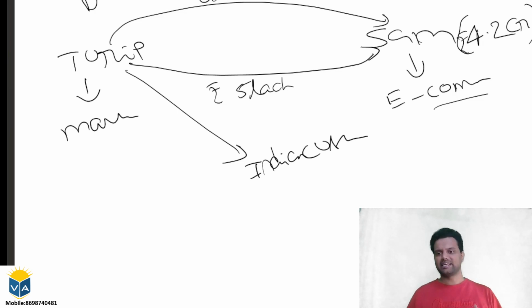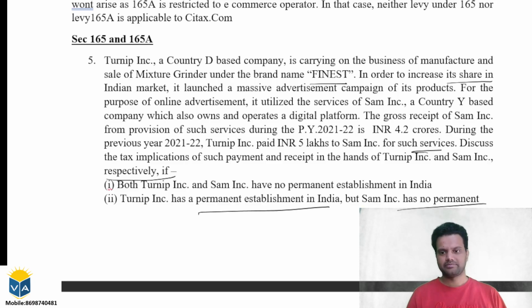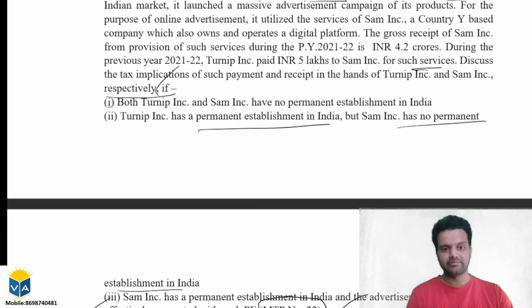Now they have given different scenarios at the end of this question and ask us what the tax implications are. Now let me move on to the question. In this question, both Turnip Inc. and Sam Inc. have no permanent establishment in India. If there is no permanent establishment, it's a clear case of section 165A, because both are non-residents. Then section 165A is applicable.